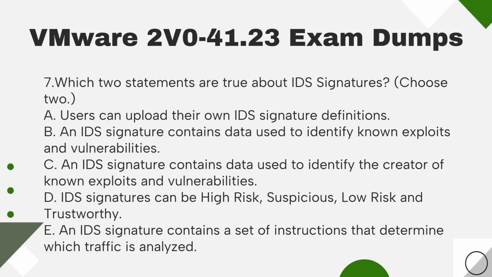7. Which two statements are true about IDS signatures? Choose 2. A. Users can upload their own IDS signature definitions. B. An IDS signature contains data used to identify known exploits and vulnerabilities. C. An IDS signature contains data used to identify the creator of known exploits and vulnerabilities. D. IDS signatures can be high-risk, suspicious, low-risk and trustworthy. E. An IDS signature contains a set of instructions that determine which traffic is analyzed.